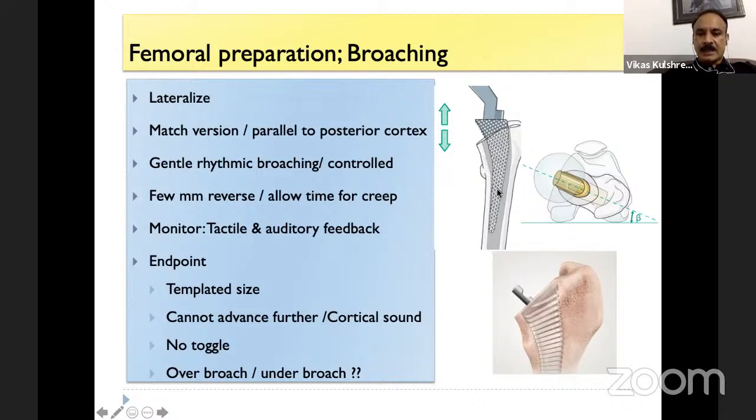You monitor the tactile feel as well as the auditory feel. So you can hit the cortex and get that difference in sound. That difference in sound you should be able to pick up while you get trained on these stems. So end point, where is the preparation going to end? It depends on the templated size, then the broaching sound and your fit and your toggle. So if you are able to toggle the broach or not. There should be no toggle in the canal.